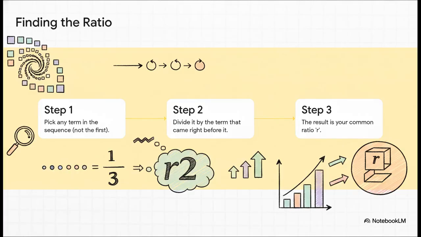So how do you actually find this magic number? It's ridiculously easy. Seriously. You just pick any number in the list and divide it by the number that came right before it. That's it. So in that sequence, 2, 4, 8, you could take 4 divided by 2, you get 2. Or you could take 8 divided by 4, and you also get 2. See? That's your common ratio.